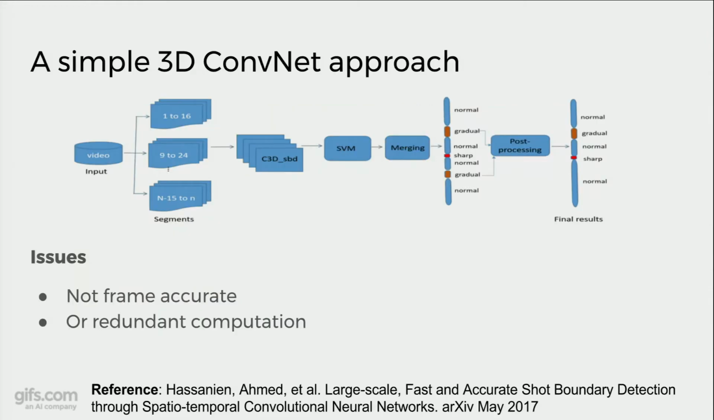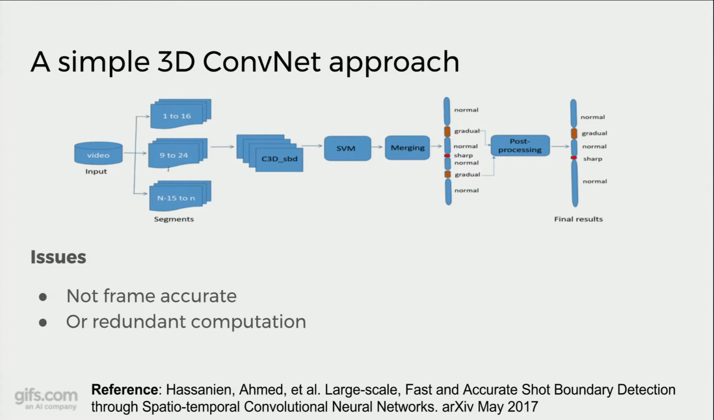Well, what can you do? The simplest thing is to just use C3D, this 3D convolutional architecture I presented for action recognition, and apply it for shot detection. And there's actually a very recent paper that does this. I should also say this is the first paper, together with mine, that I'll present afterwards, that used CNNs for shot detection.